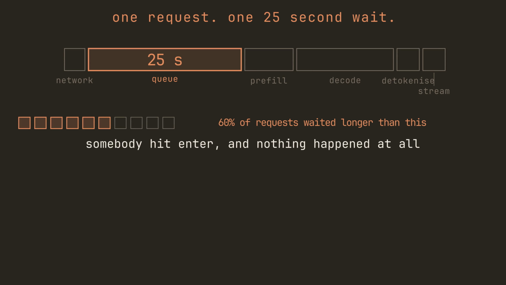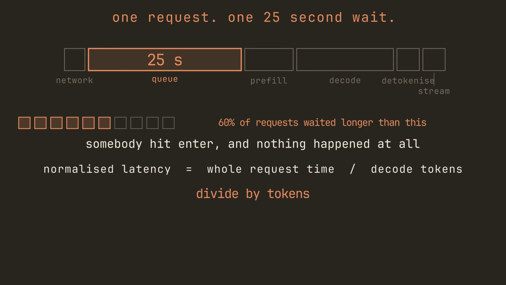So what is 25 seconds on the other end? Somebody hit enter and their screen did nothing at all for longer than most people will wait for anything. And how did that look on the dashboard? The metric everybody compared these systems with is called normalized latency, and all it does is take the whole time a request took and divide that by how many tokens it generated. Divide by tokens. Hold on to that.